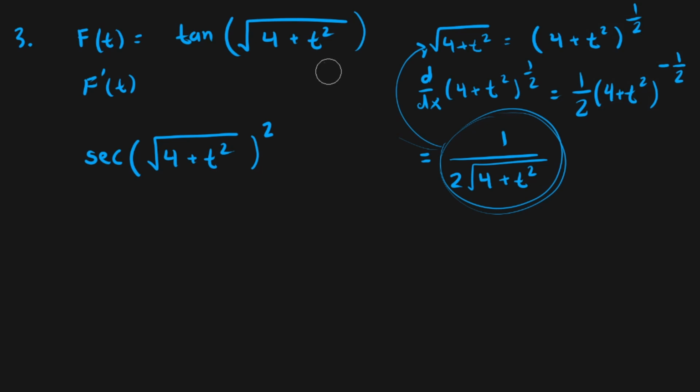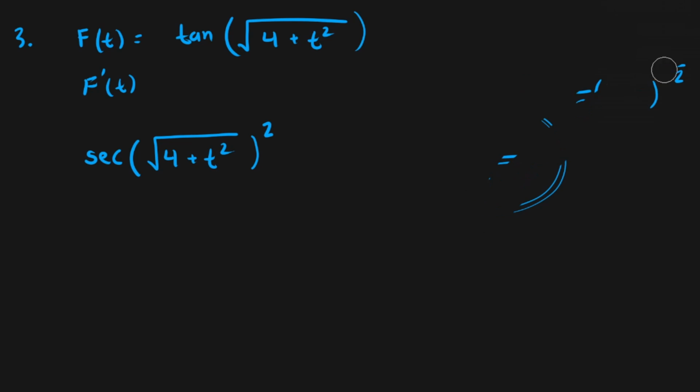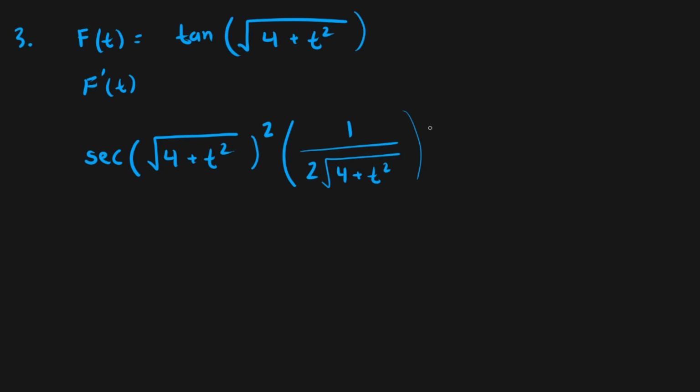So let's write that. We're going to multiply everything we have so far by the derivative. So this is multiplied by 1 over 2 times the square root of 4 plus t squared. And finally, our last step in the chain rule is to take the derivative of t squared. In that case, that is just 2t.